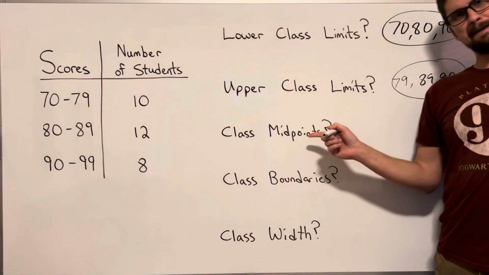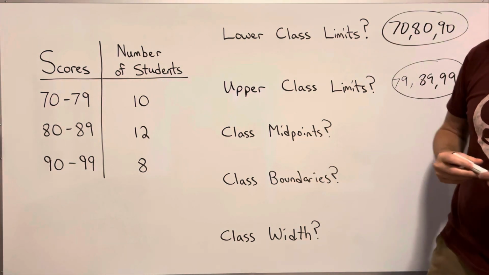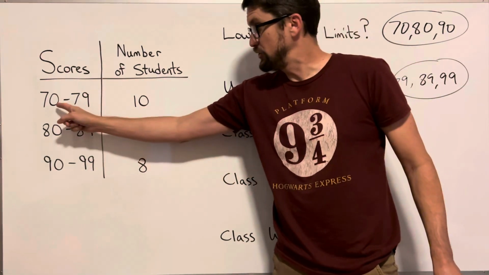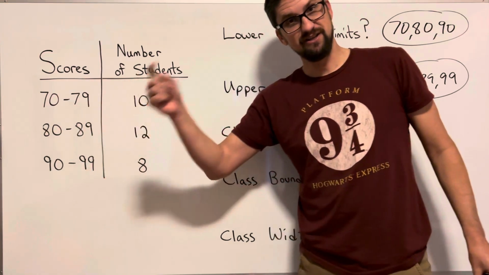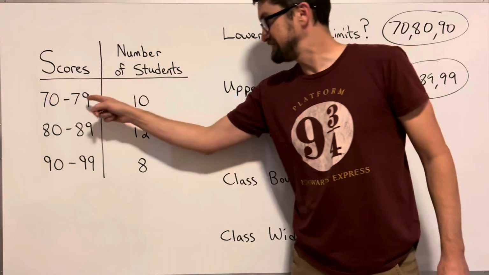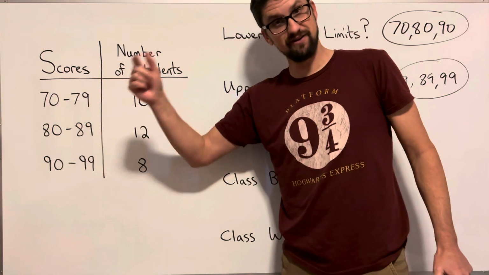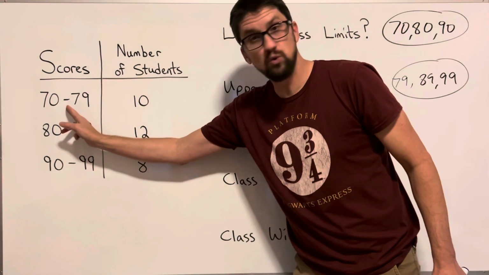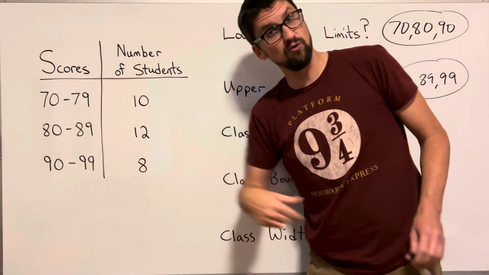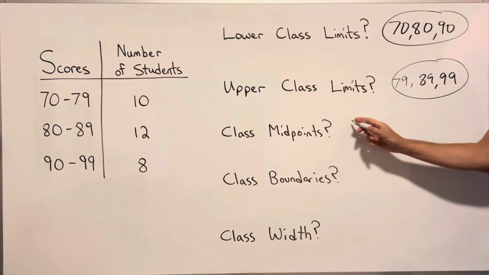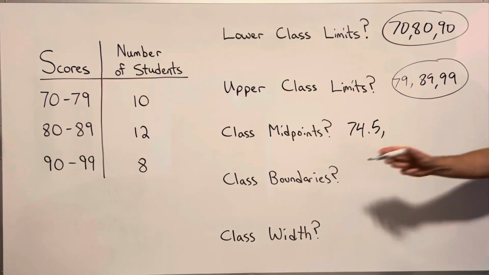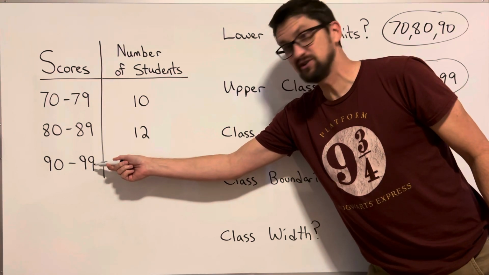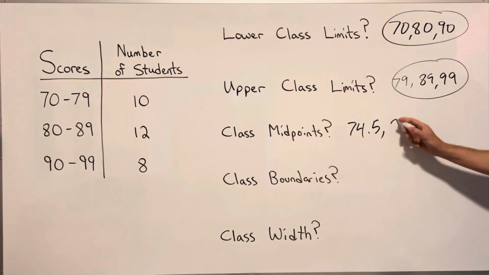The class midpoints, those are going to be the middle numbers of each class. You can find those by adding the upper and lower limits together and dividing by 2. 70 plus 79, and then divide that by 2. You'll get the middle number here, which in this case is going to be 74.5. The midpoint for this one is going to be 84.5, and the midpoint for this one will be 94.5.